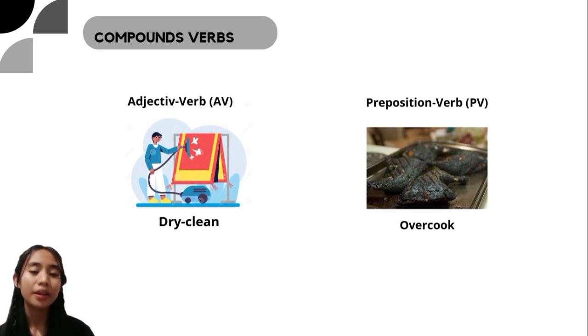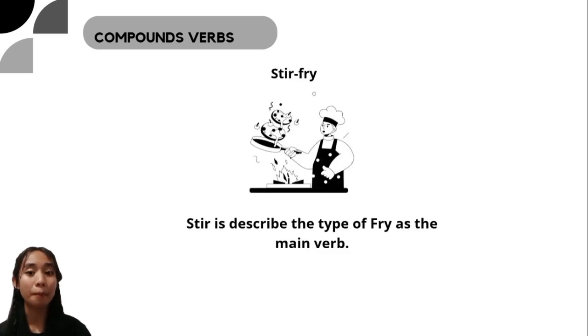and overcook. In this structure, the words over and out give a specific meaning to the verb. For example, the word over means to do something too much. So in overcook, the verb cook is done too much or too long. And the last thing, the key thing that we need to remember in compound verbs, is that the head or the main verb is usually on the right side of the word.